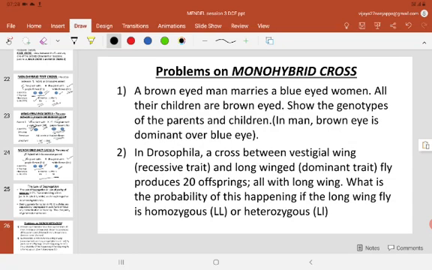Next question is, in Drosophila, a cross between a vestigial wing fly, vestigial wing being a recessive character, and the long wing fly, that is the dominant character. They produce 20 offsprings. All the offsprings have long wing. What is the probability of this happening if the long wing fly is homozygous, capital L and capital L genotype, or heterozygous, capital L and small l? You need to carry out the cross and find the results.